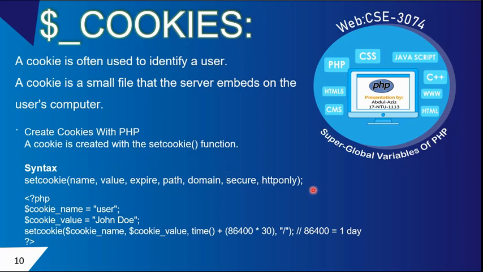And at the end, here is an example where first the cookie name is given, then the cookie value and the time. The time will be written such that it expires in, for example, 1 day, or it can be 7 days. But it has to be calculated properly.